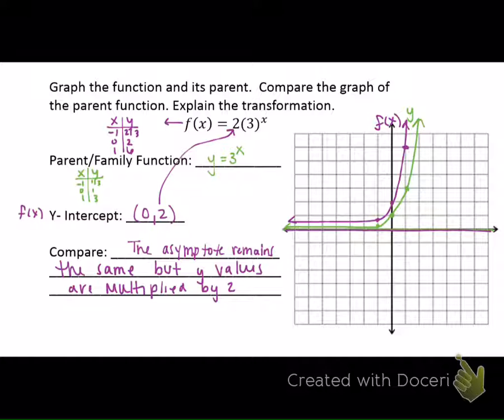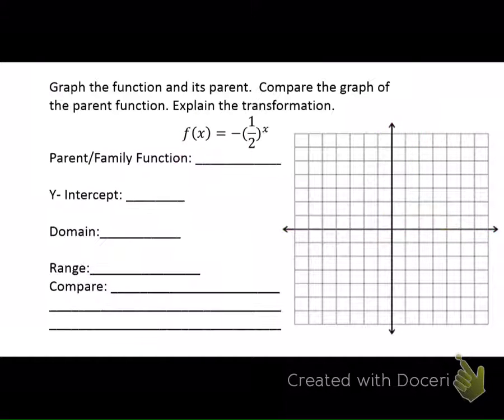Questions so far? Is this making sense to you guys, like why things are happening? The asymptote shifts it up and down, the value up front multiplies it. So that's kind of why this happens the way it does.